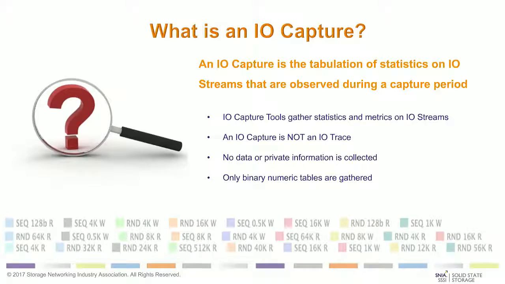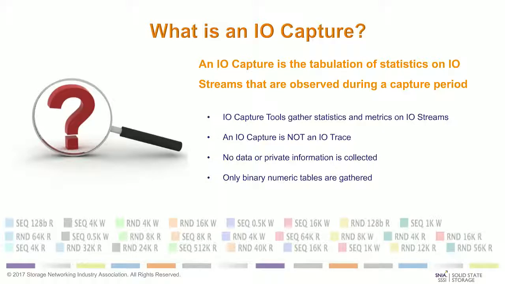An IO capture is not an IO trace. An IO trace takes a continuous sample of all of the IOs that occur and then replays them. An IO capture is different in that it's taking a tabulation of the type of IO streams and the associated metrics that occur. As a result, there's no data or private information collected from the target server.